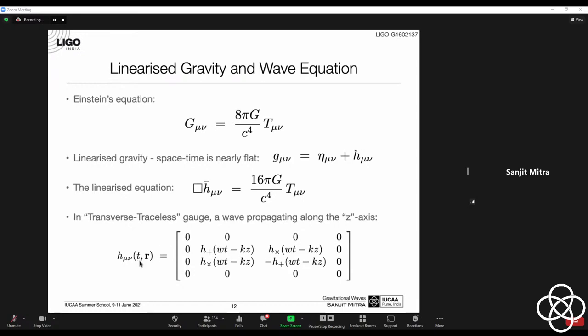Okay, so just to repeat, the T and R are basically global coordinates, so there is no problem there. It is here, in this formula, this T and R represents the point where we are observing, if that is the question.